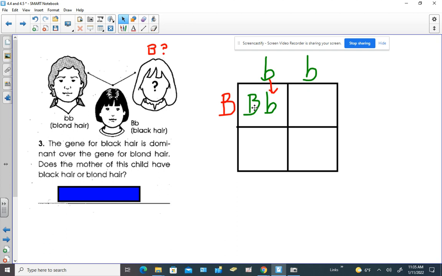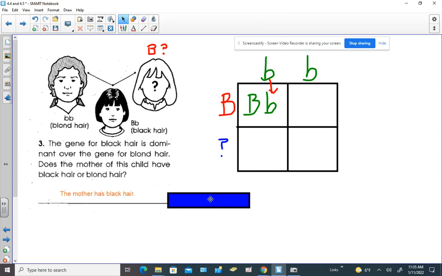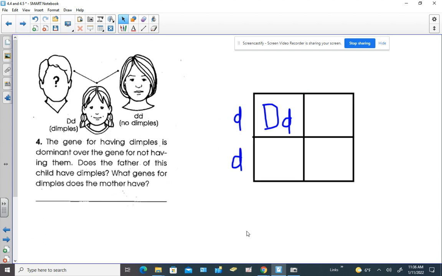This allele must have come from mom. So that means that as long as mom has that allele, even though we don't know what this other allele is, the fact that we have this allele means that the mother has black hair. Write that down. If you need more time, hit the pause button. All right, let's look at question 4.